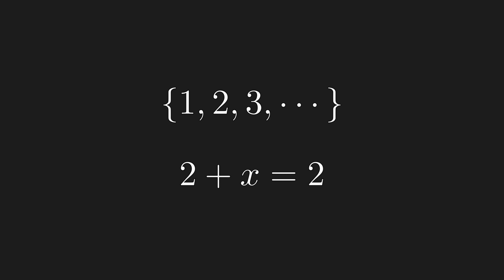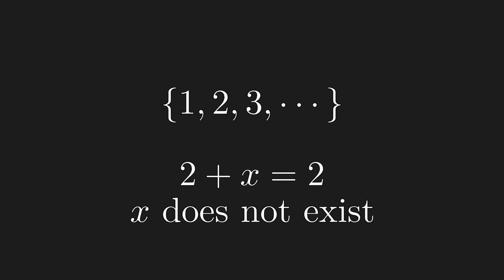Then how about the set of all positive integers? Can we find an element in the set such that 2 plus x is equal to 2? And such x does not exist in the set, so this set fails the zero property and thus is not a ring. Then, how about the set of all non-negative integers?